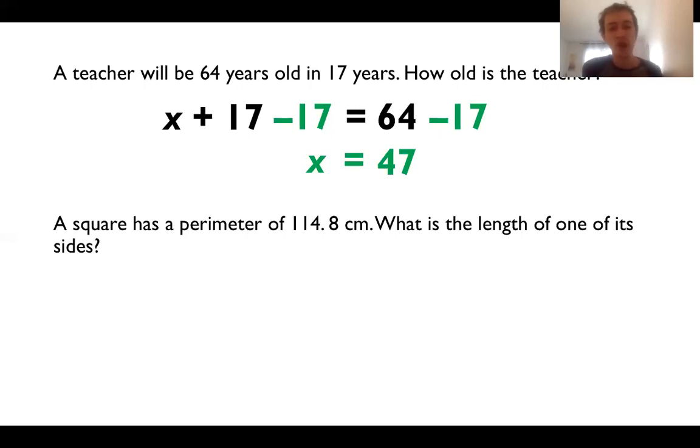Next question. A square has a perimeter of 114.8 centimeters. What is the length of one of its sides? Well, you know how to do this if you've been working with the perimeter of a square.